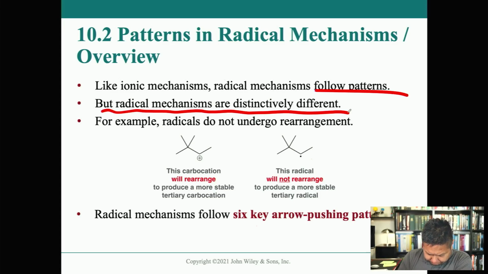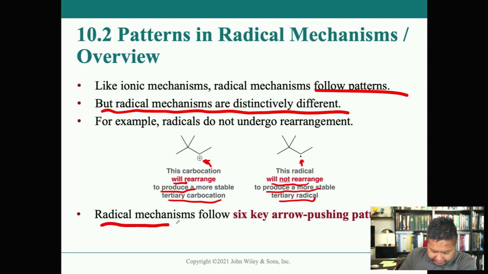So here, this carbocation will rearrange to produce a more stable tertiary carbocation. But in this case, this radical will not rearrange to produce a more stable radical. That's another difference in these mechanisms. A carbocation will rearrange so that it can be a more stable tertiary carbocation, but here this secondary radical will not move. The molecule will not rearrange to make it a tertiary radical to make it more stable.